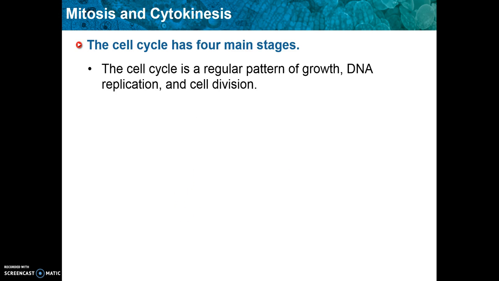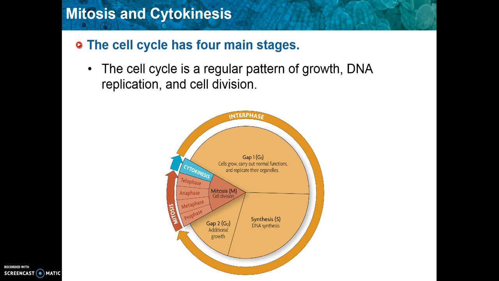All right, the cell cycle has four main stages. So what is a cell cycle? A cell cycle is a regular pattern of growth, DNA replication, and cell division. So a typical cell cycle will have the longest phase, which is called the interphase. Interphase has G1, S, and G2. G1 is gap 1. The cell in this phase will grow, carry out normal functions, and replicate the organelles. The S phase is synthesis. Here DNA synthesis takes place so that the chromosomes now are duplicated.